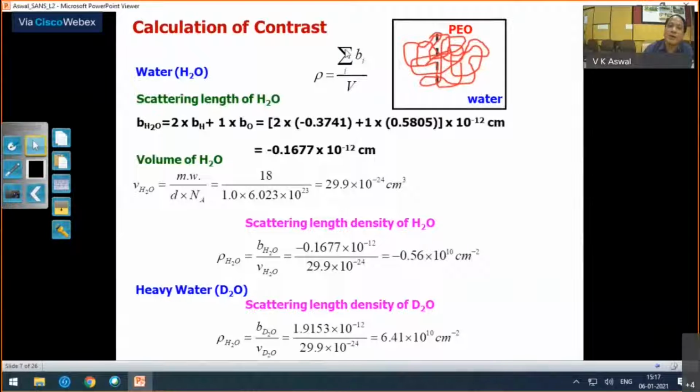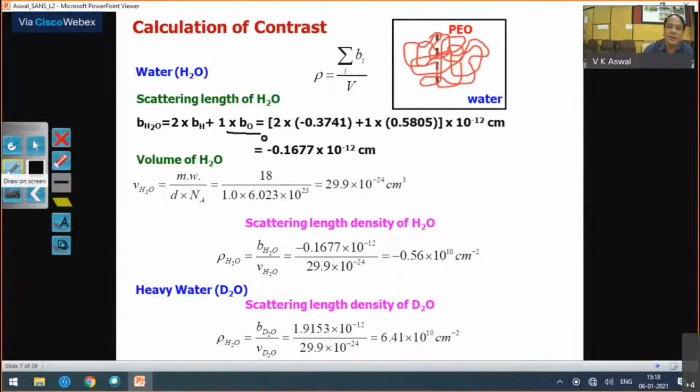So you will sum over this scattering length over these atoms and divide by the volume of the H2O molecule. And all this is available on the website to know the scattering lengths, the scattering length of oxygen. And then if you put the values, you get this. And then if you know the density of your molecule and molecular weight, you can calculate the volume. This is the scattering length density of H2O.